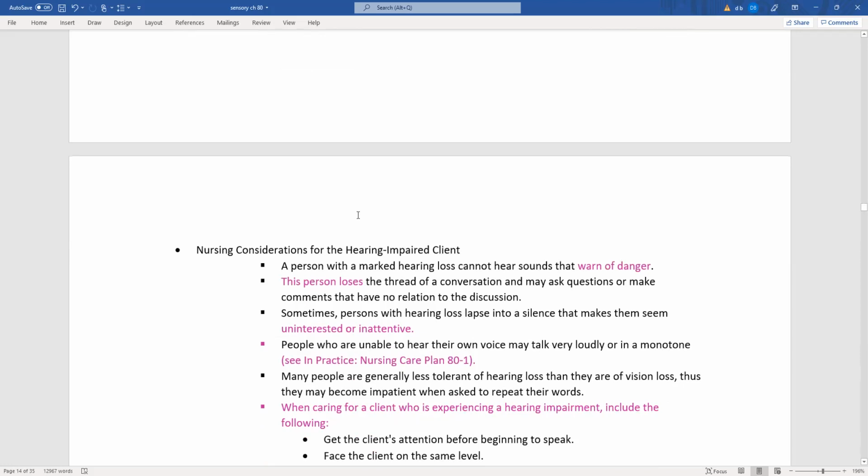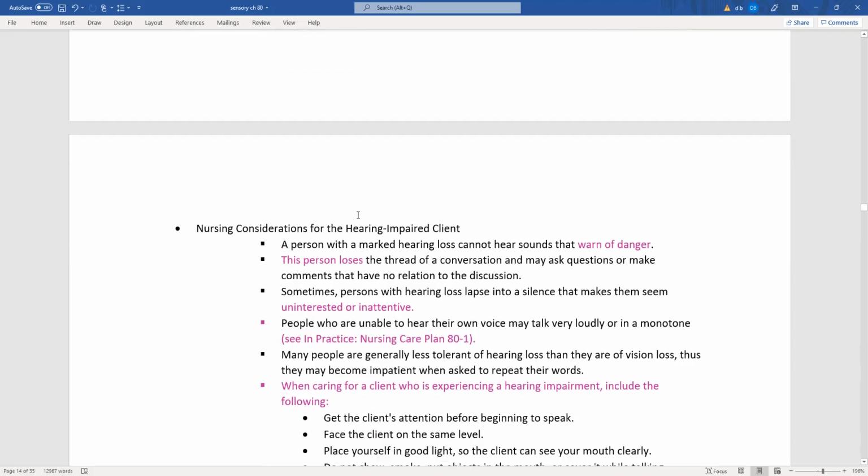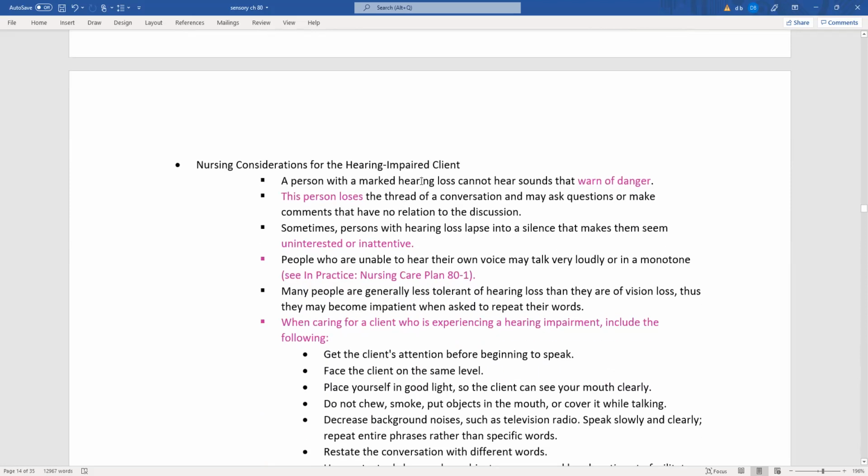So I also want y'all to know the nursing considerations for the hearing impaired client. Basically, a person with a marked hearing loss cannot hear sounds that warn of danger, right? So this person loses the thread of a conversation. That's me. And may ask questions or make comments that have no relation to the discussion. Because I say something, y'all be like, Janisha, that is not what she said. I'm like, okay, well, what the fuck did she say? Just tell me what they said.